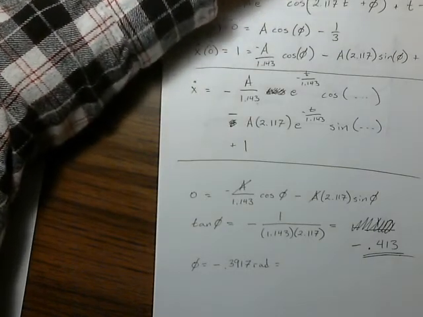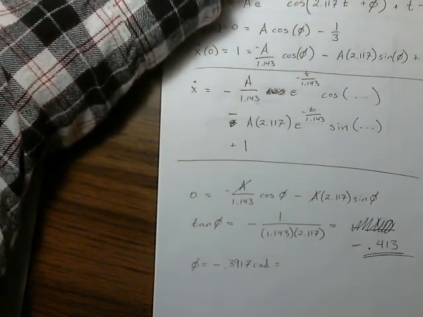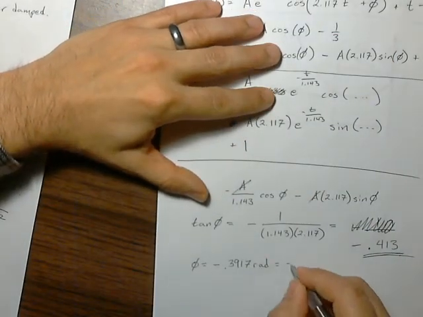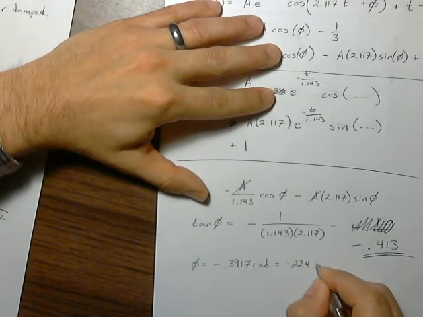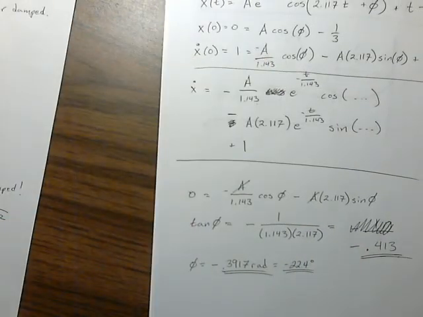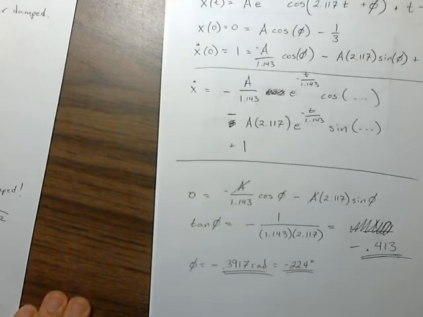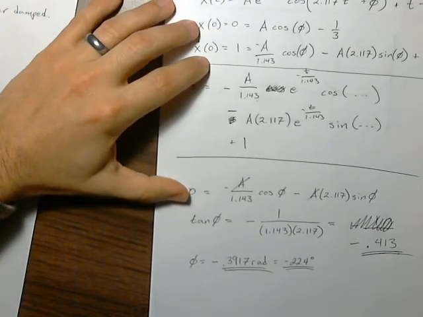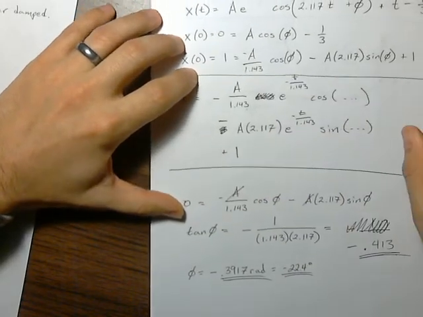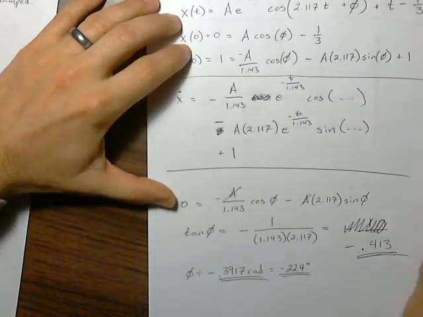And if I, just for the sake of argument, put that in degrees, that's about 22.4 degrees. Okay, so we've got phi. Now we just need A. We can go back and solve for A. The easiest place is going to be right here, as a matter of fact. In fact, this is the only place we can get it from.